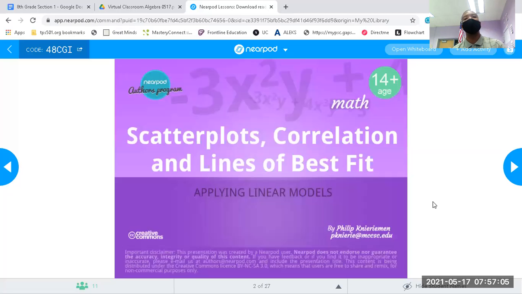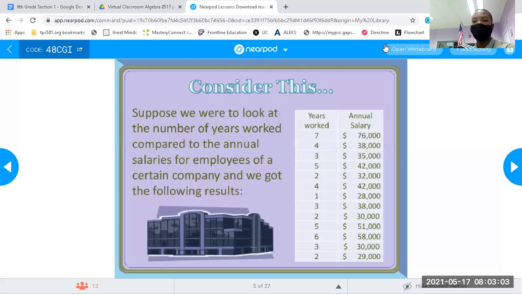All right, so we're going to look at what it means to have a scatter plot correlation. We're going to talk about outliers. And then later on in the lesson, we will talk about lines of best fit. Before we do that, I want you to look at this question.